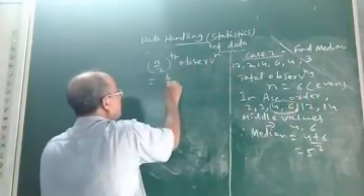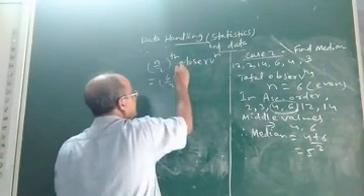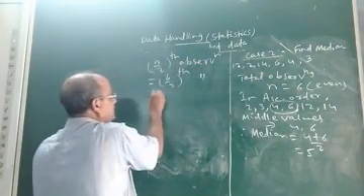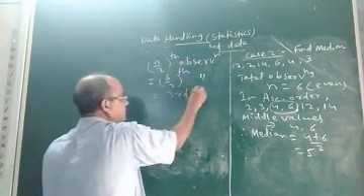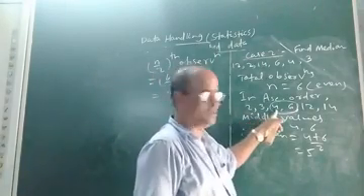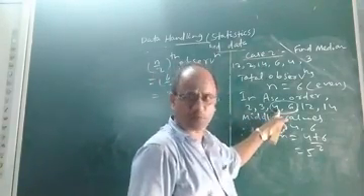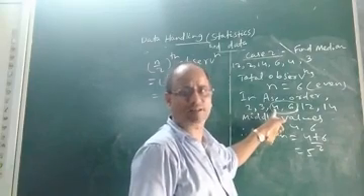N is how much here? 6. So 6 by 2, that means the 6 by 2th observation. That means it is the third observation. Which is the third observation? See, 1, 2, 3. The third observation is 4. So this is the first middle value.